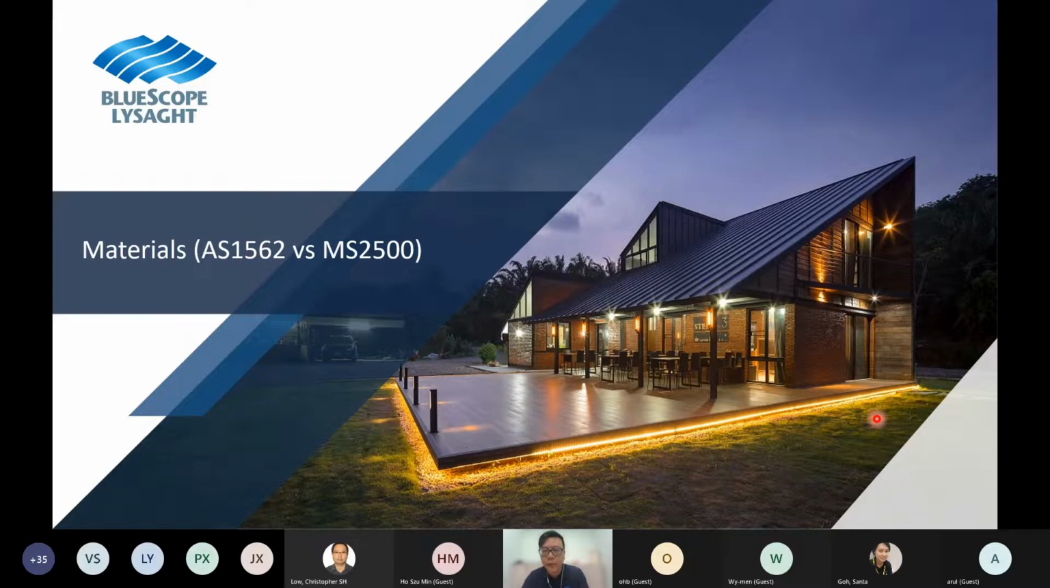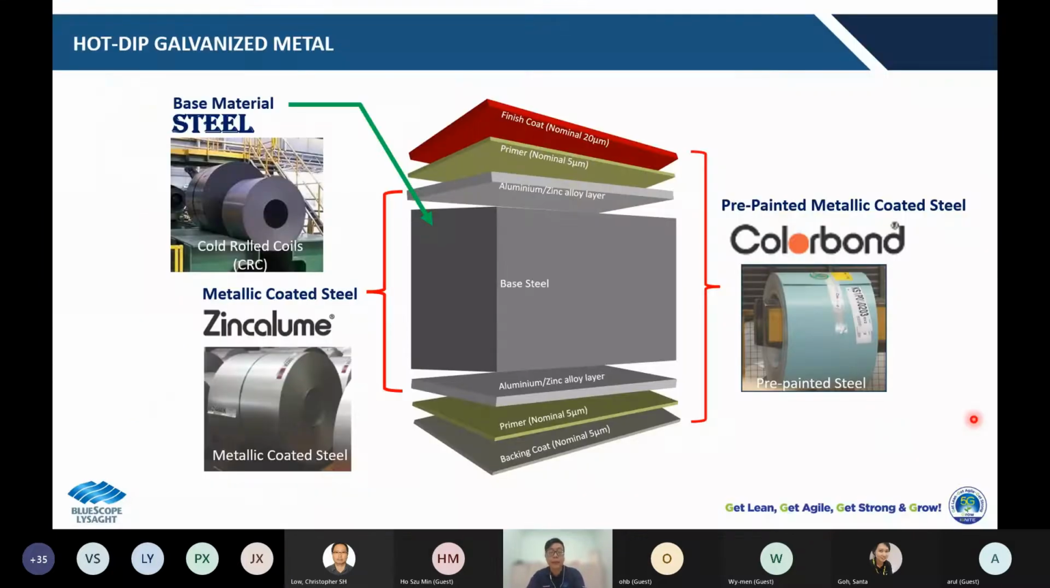All right, let's get into the topic of material in the comparison of AS 1562 and MS 2005. Okay, before we get into the detail, let us understand the terminology that is commonly used in the industry when we talk about the hot dip galvanized cold roll metal. If you take the specimen from pre-painted coil and put it under the microscope, the structure of the specimen is illustrated in the graphic as shown in the middle here. So this is the graphic of the structure of the component when we put it in the microscope view.